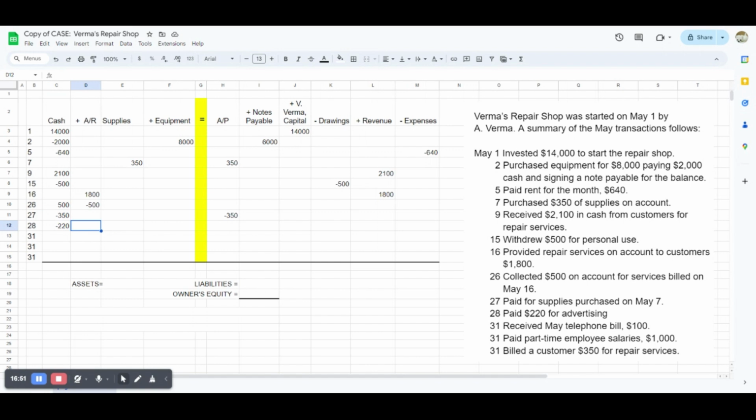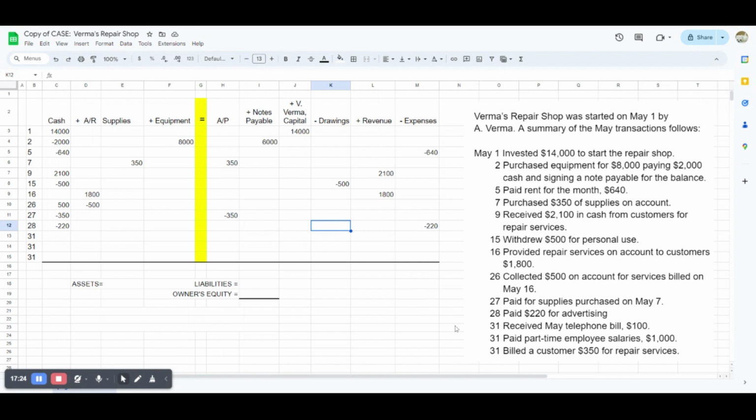So is advertising an asset? Well, it's not over here, so it's not an asset. That means it's going to be an expense because you're paying money, but you're not really getting stuff for your company. You're not really getting an asset. So expenses are going down by $220, because paying money is going to decrease the owner's equity if it's not an asset.